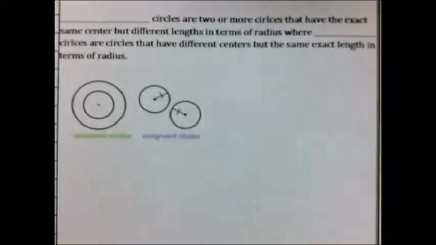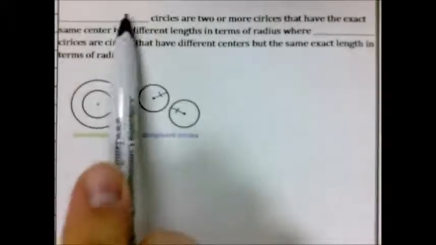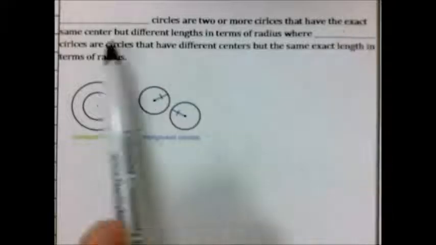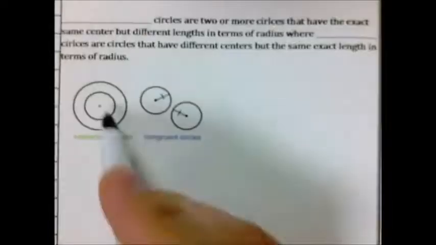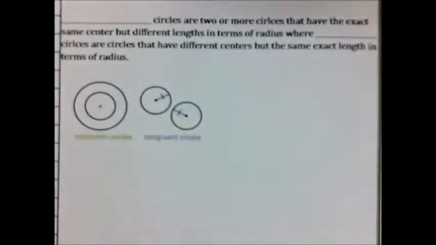Alright, last little section here is about concentric circles and congruent circles. The first one is concentric circles. Those are two or more circles that have the exact same center but different lengths in terms of radius. The center is the exact same, but the radius is a different length.